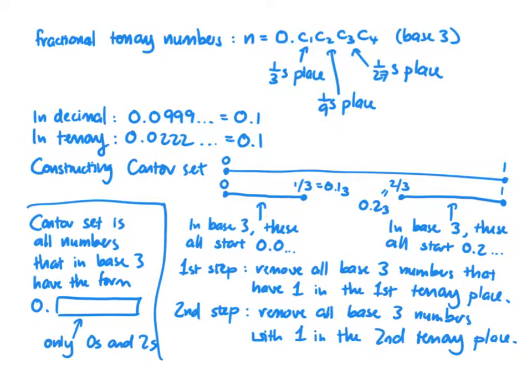When you switch to ternary numbers, base 3 numbers, it's any number of the form 0 point anything you want. But that string of ternary digits has to be only zeros and twos. We can't use ones. Removing all the ones is equivalent to removing all those middle thirds, which is how the construction goes. All right, finally we're ready for our proof that the Cantor set is uncountable. We're going to use Cantor's diagonalization argument here.